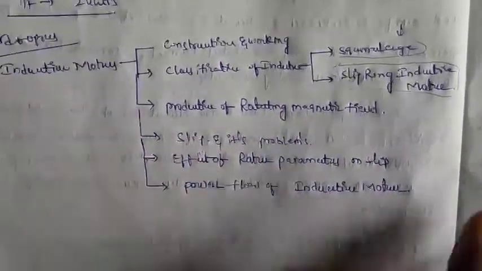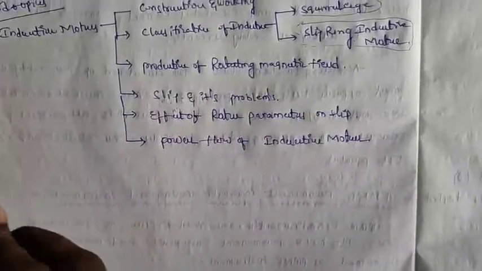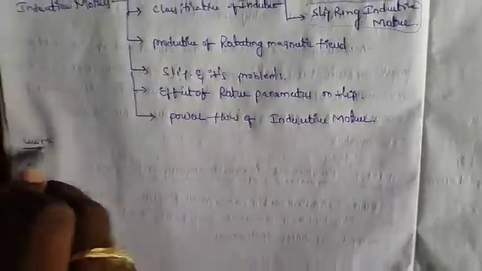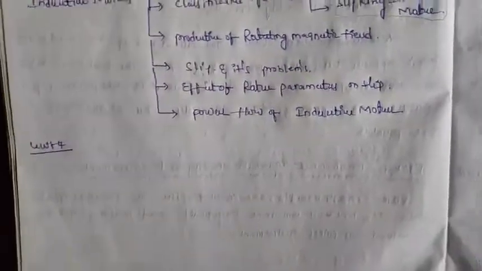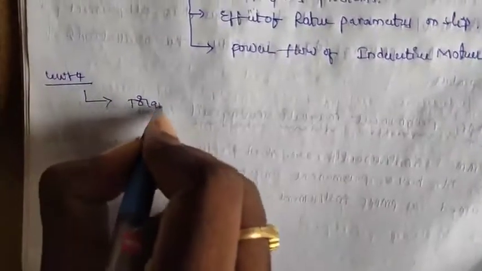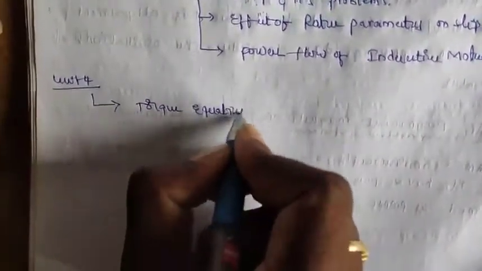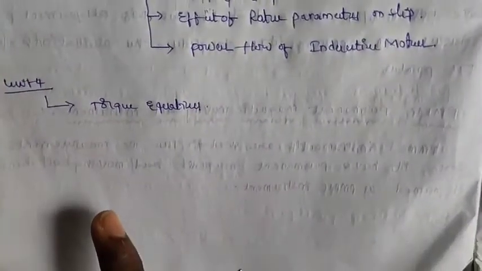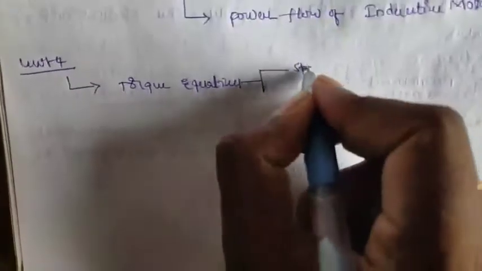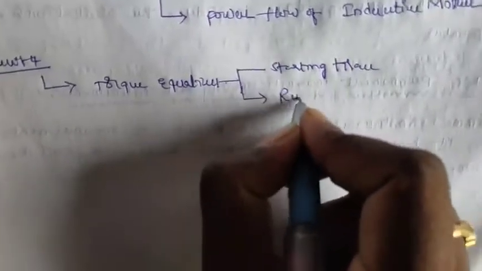After that we can go to the fourth unit. The fourth unit is mainly the torque equations. The torque equations can be derived. What are the torque equations? Starting torque, maximum torque, running torque. Starting torque and running torque have to be derived.